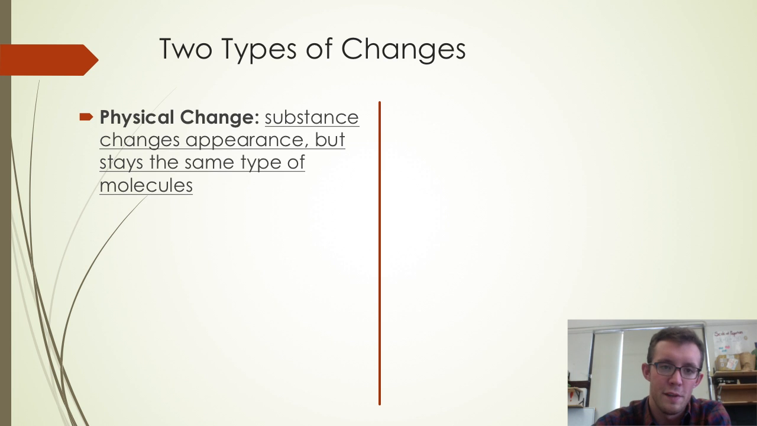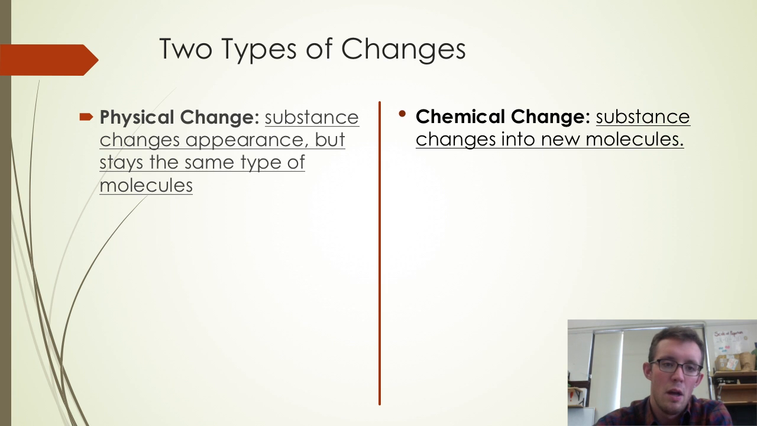There are two main types of change that matter can undergo. Matter can undergo a physical change, in which the matter changes its appearance, but it stays the same type of molecule. Or it can undergo a chemical change, in which matter changes into new types of molecules.